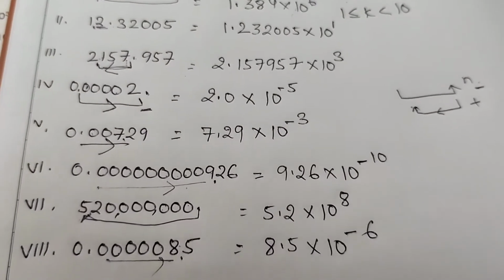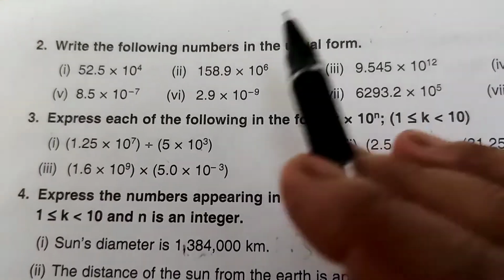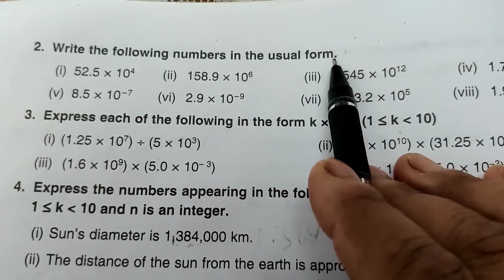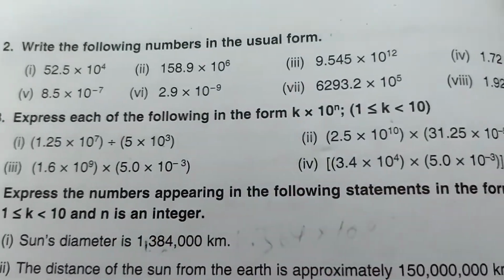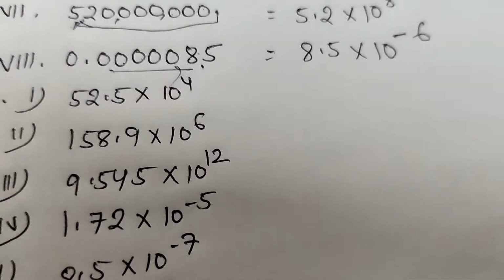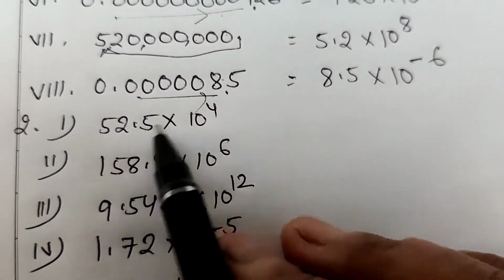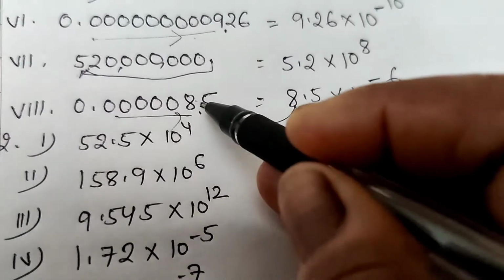Okay. Now question number 2 of worksheet 7. Question number 2, write the following numbers in a usual form. Usual form just like in the question number 1. Okay. These are the questions. We have to write the 52.5 into 10 raised to power 4. Just we are converting this form into this form.